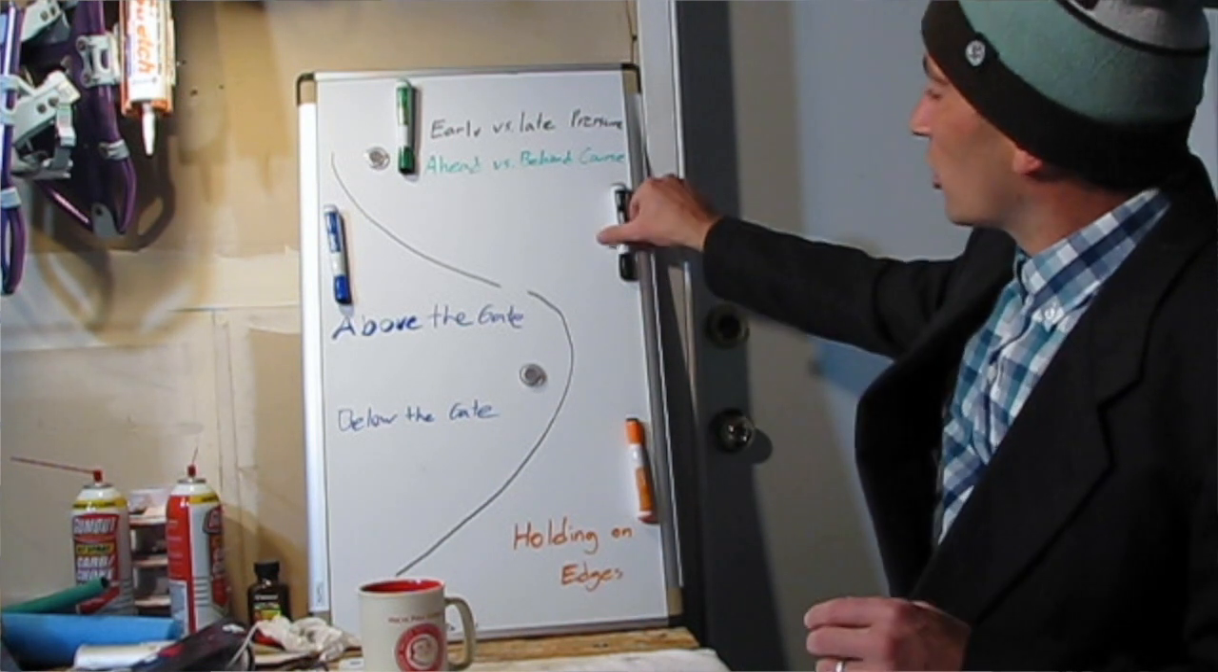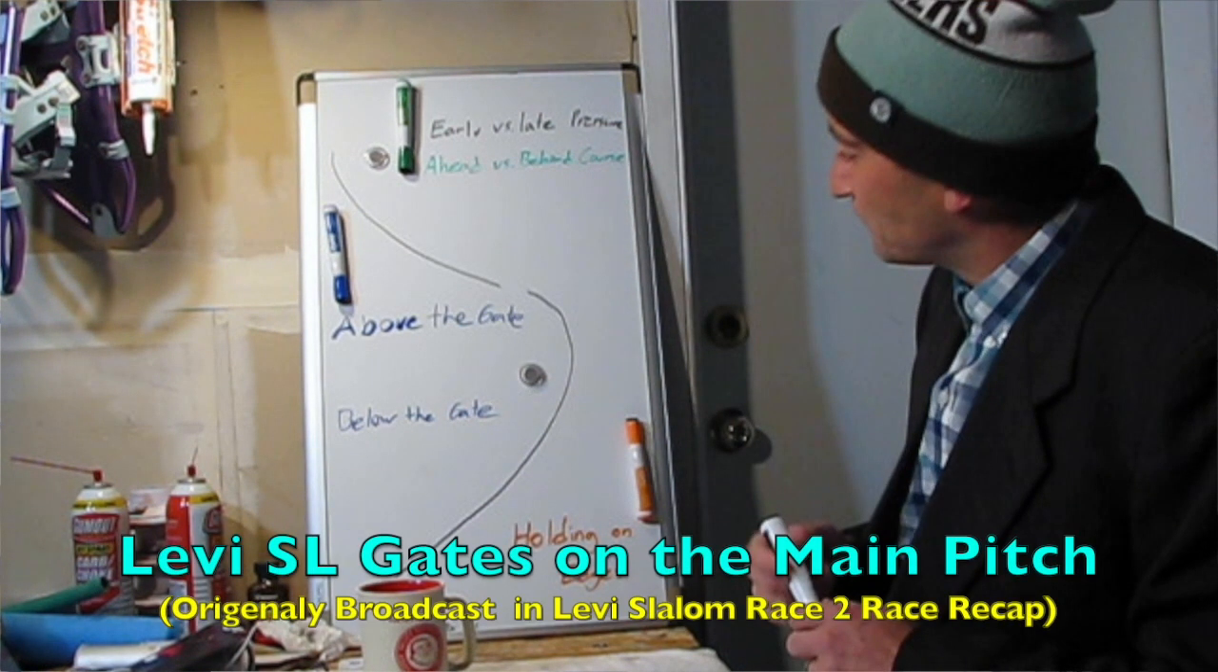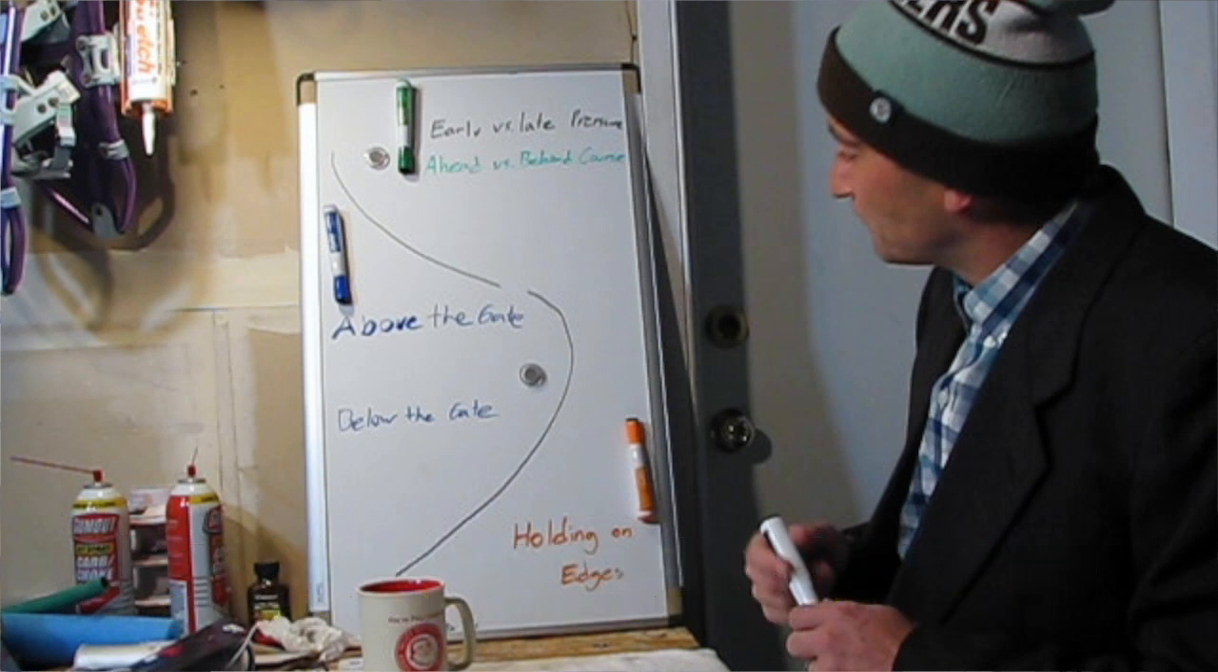Today let's talk about early versus late pressure to start. The turns being discussed here are the rhythm gates down the main pitch at Levy. This presentation originally aired on The Race Recap, Levy Slalom Day 2.